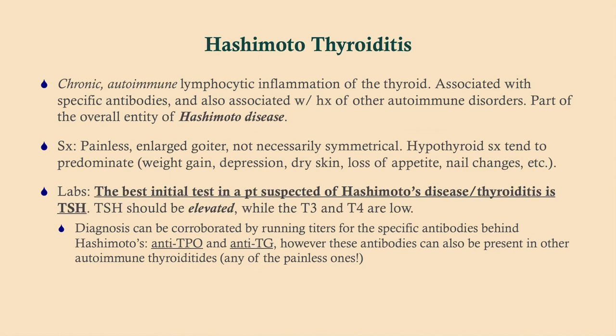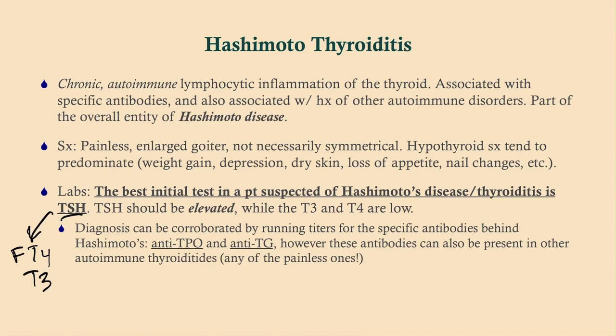It is almost always going to present as a goiter, and hypothyroid symptoms will tend to predominate. You can get a brief period of hyperthyroidism, but it's often subclinical, so these patients tend to come in with hypothyroid symptoms. The best initial test here is going to be to get a TSH, and anytime you get a TSH, you can always add on a free T4 or even just a total T4 and a T3.